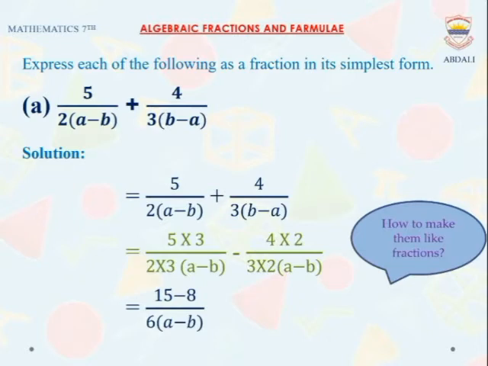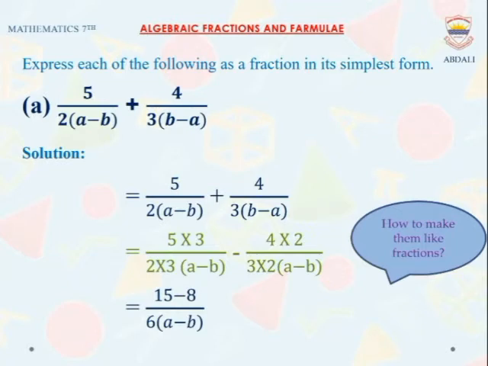And similarly we have to make both constants the same. In the first fraction, in the denominator we have 2 as a constant, and in the second fraction in the denominator we have 3 as a constant. So in the first whole fraction we will multiply by 3, and in the second whole fraction we will multiply by 2, and then our fractions will be like fractions. It will be 6 times a minus b in both denominators.